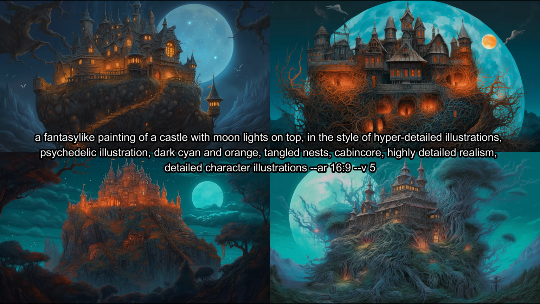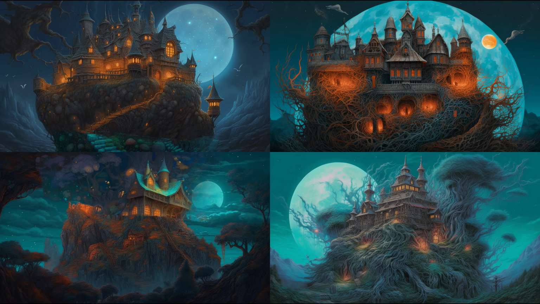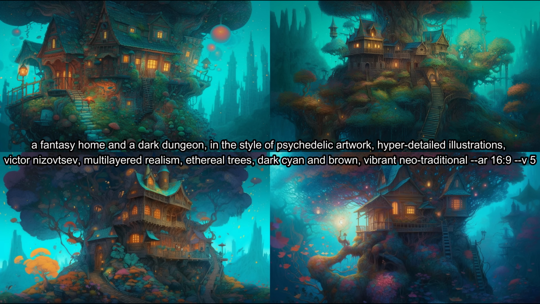A fantasy-like painting of a castle with moonlights on top, in the style of hyper-detailed illustrations, psychedelic illustration, dark cyan and orange, tangled nests, cabin core, highly detailed realism, detailed character illustrations. A fantasy home and a dark dungeon, in the style of psychedelic artwork, hyper-detailed illustrations, Victor Nizovtsev, multilayered realism, ethereal trees, dark cyan and brown, vibrant neo-traditional.